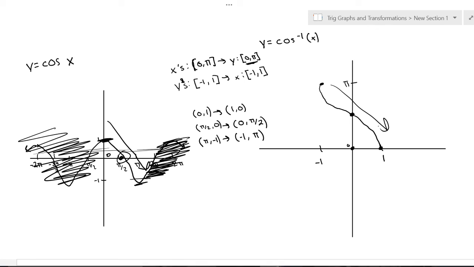I hope this made sense. It can be tough at first for sure, but once you understand it, you'll be set. So let me rewrite the domain. Is from -1 to 1. Range is from 0 to pi. So know those attributes and you'll be fine.